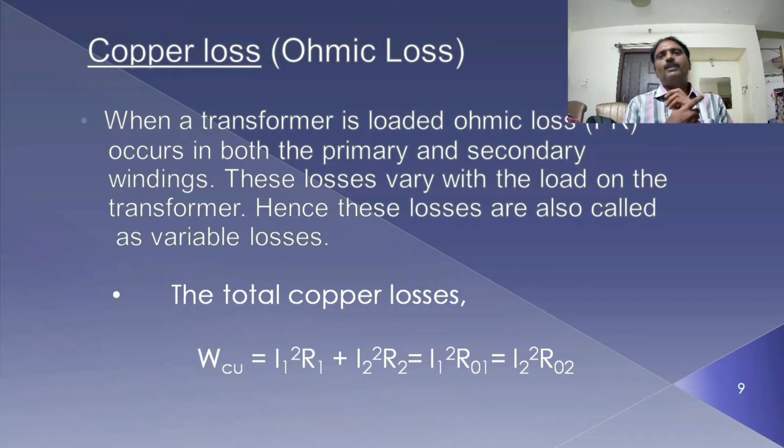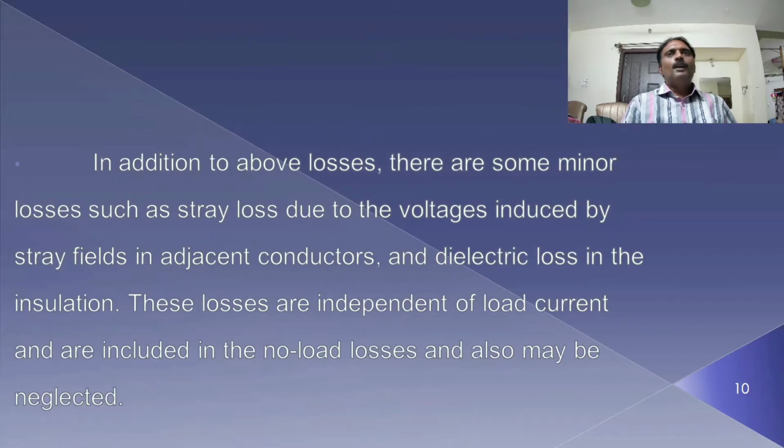This can also be given as I1 square into R01 or I2 square multiplied by R02, where R01 is the equivalent resistance of the transformer referred to the primary side, and R02 is the equivalent resistance of the transformer referred to the secondary side. You can use either of these formulae to find the total copper losses. In addition to the above losses, the transformer will also have a small amount of stray losses and dielectric losses in the insulating materials, which have very small values and hence can be neglected. We can consider that the transformer has only two major losses, that is core loss and copper loss.